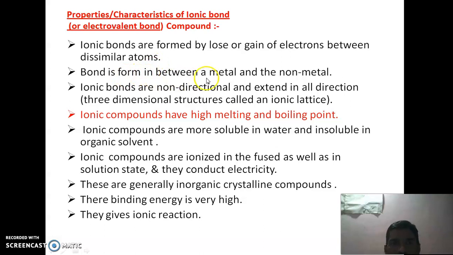The bond is formed between a metal and a non-metal. Ionic bonds are non-directional and extend in all directions, forming a 3-dimensional structure. Ionic compounds have a high melting point and boiling point. Ionic compounds are soluble in water and insoluble in organic solvents.